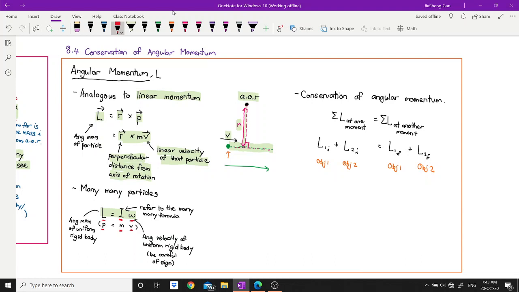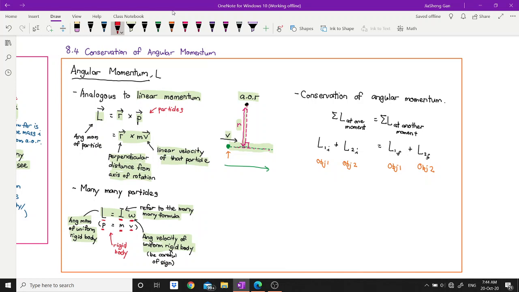This is for a rigid body. For the I, you can refer to the many formulas that I showed you in the previous video. The omega is just the angular velocity of the rigid body. Then what comes out is the angular momentum of the rigid body. So the first equation here is for particles, and the second equation here is for a rigid body. They are related to each other, just that the relation requires integration, so I didn't explain it to you.